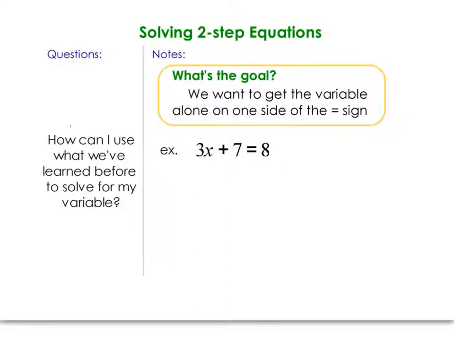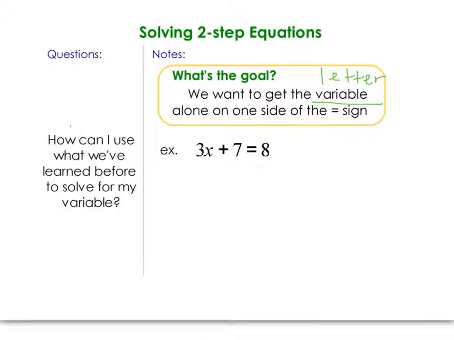Okay, today we are solving two-step equations. So my question is, what is the goal? What am I trying to do? Okay, I'm in math class. We're talking about two-step equations. What is my goal? My goal is to get the variable, or that letter, alone on one side of my equal sign.